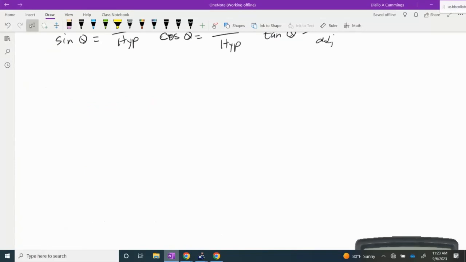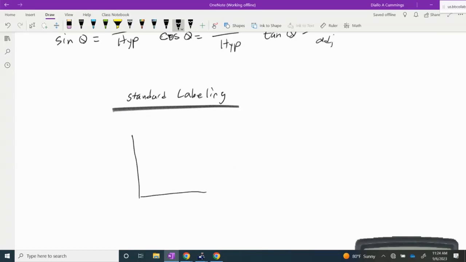All right, so before we actually do that, there's something called standard labeling, right? And they use this standard labeling throughout the course. For standard labeling, and this is my right triangle, capital letters are angle measures.